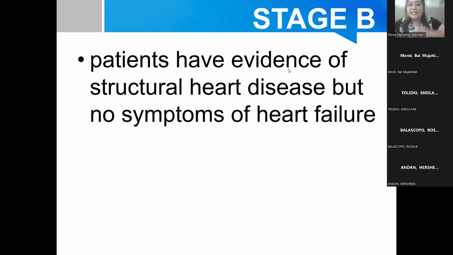Now, if the patient has signs, evidence of structural heart disease. For example, an x-ray was done and it showed an enlarged heart.